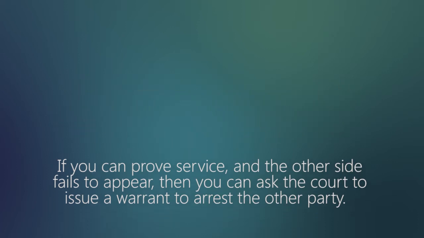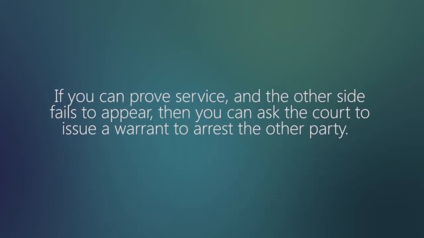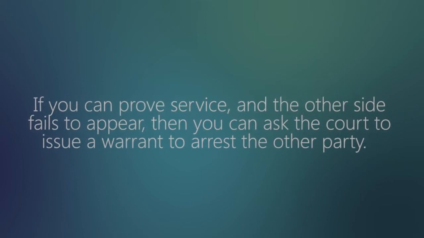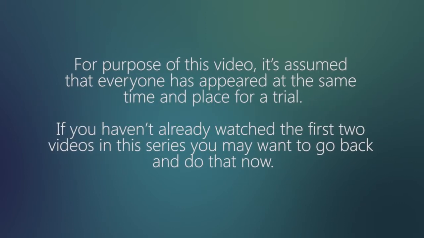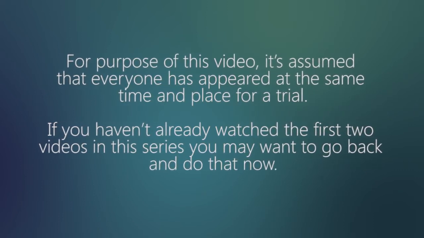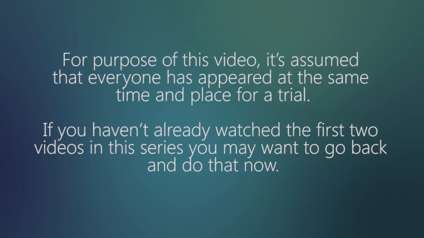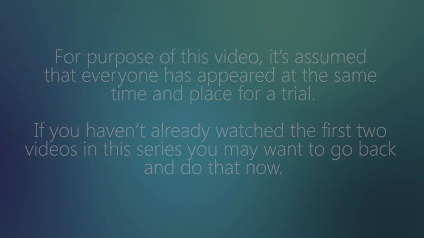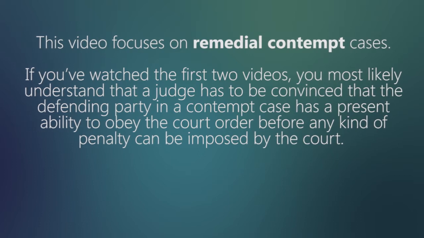If you can prove service and the other side fails to appear, then you can ask the court to issue a warrant to arrest the other party. For the purpose of this video, it's assumed that everyone has appeared at the same time and place for trial. If you haven't already watched the first two videos in this series, you may want to go back and do that now. This video focuses on remedial contempt cases.